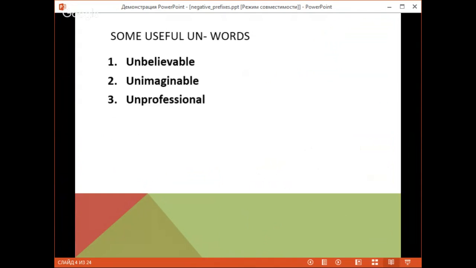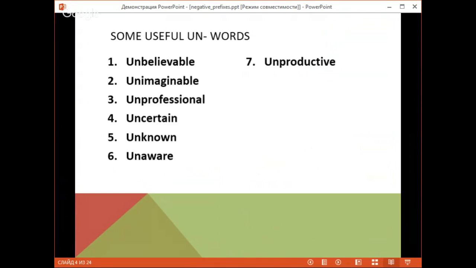Unprofessional is another word very commonly used. Uncertain, it's when you're not sure about something. Unknown, unaware, it's when you don't realize something, you don't fully understand something. Unproductive, it's a very professional word as well. You can describe any process with that. Untruthful, something which is unrealistic as well. Unreliable. Oh, I'm afraid of this type of people. Unreliable people are the worst.